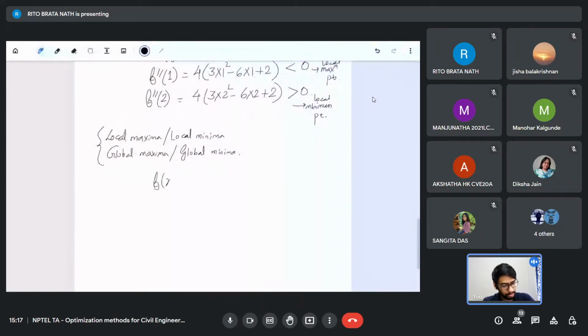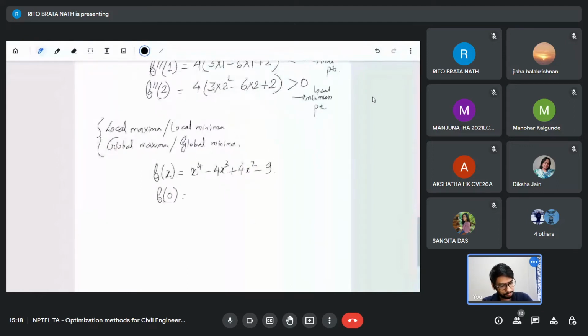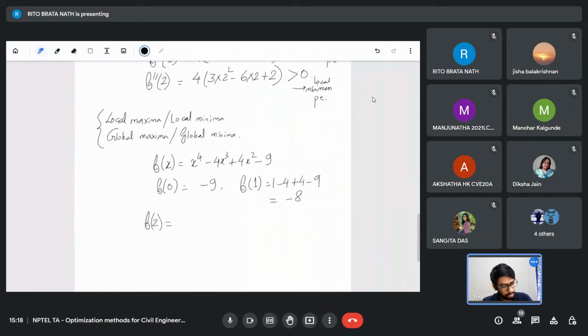So now your f(x) was x to the power 4 minus 4x cubed plus 4x squared minus 9. And now if you put in the values, your f(0) will be minus 9, your f(1) will be minus 8, and your f(2) will be 16 minus 32 plus 16 minus 9.